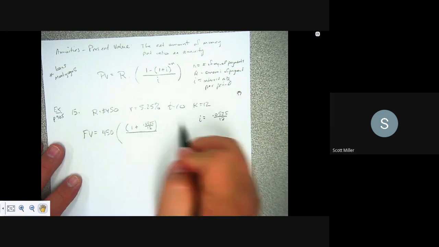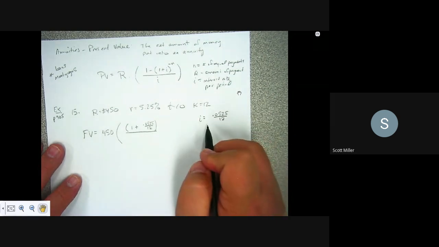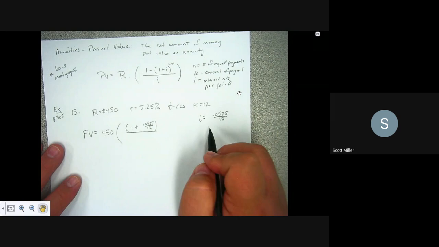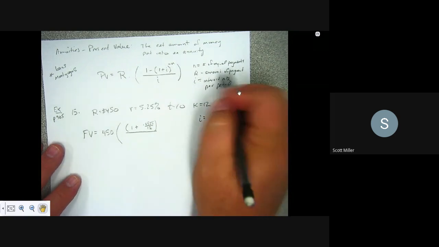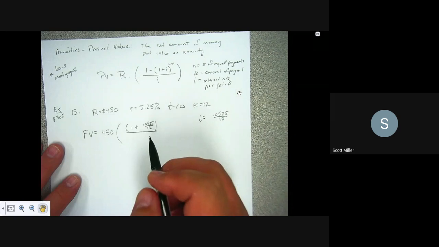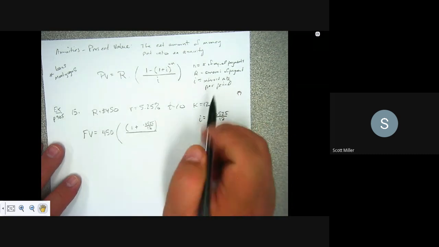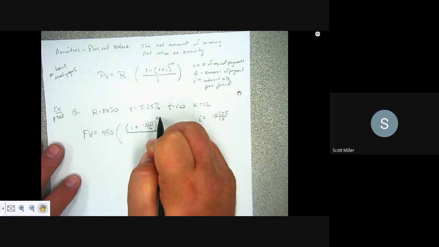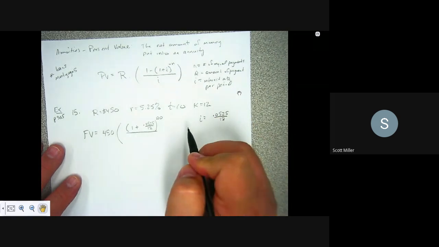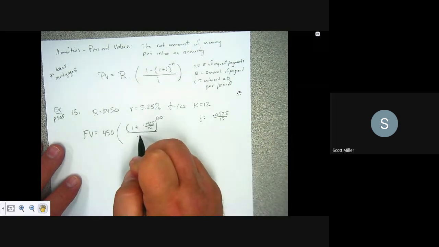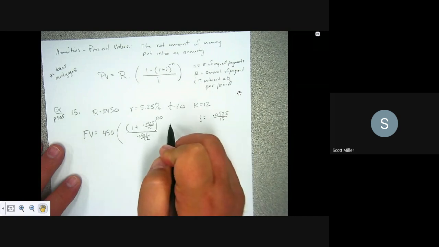And that's raised to the n, and n is the number of equal payments. So what is that? The n is really that product right there. So n is going to be 120, 10 times 12. And then this number right here is the same amount. And then this up here was a minus 1, I forgot.